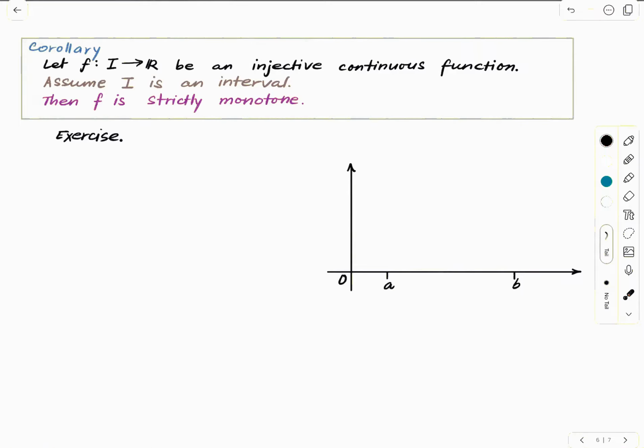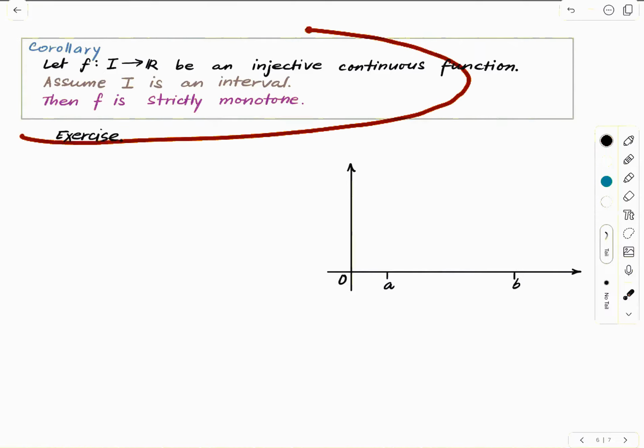Okay, so this is our main thing that I wanted to discuss in this lecture.